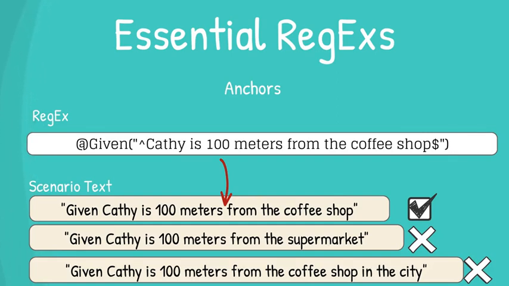So this expression will match Kathy is 100 meters from the coffee shop, but it won't match Kathy is 100 meters from the supermarket, and it won't match Kathy is 100 meters from the coffee shop in the city.